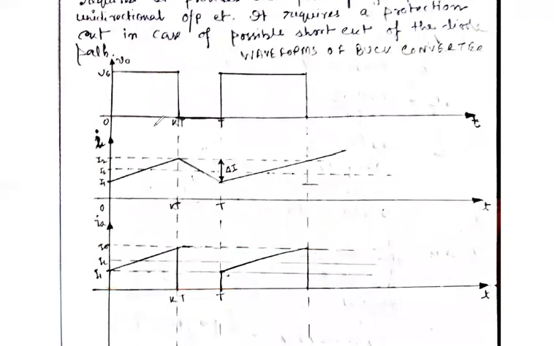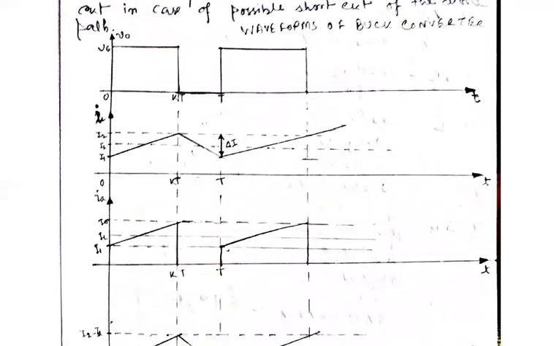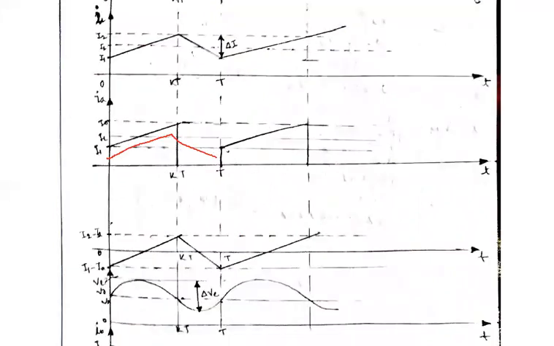So these are the curves. This is the output voltage. Then the inductor current during the T on period is increasing, then decreasing. This is the average output current. That means this is increasing, but during the transistor off period this is 0 and then again increasing.